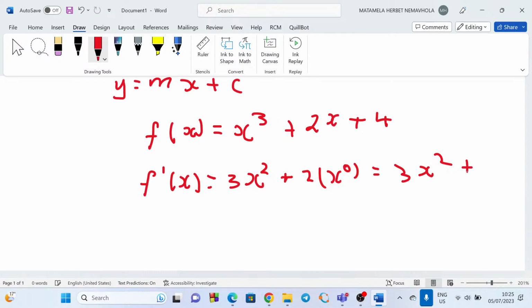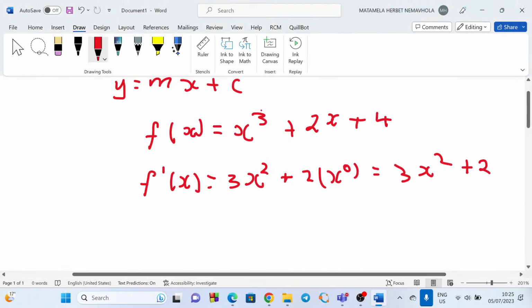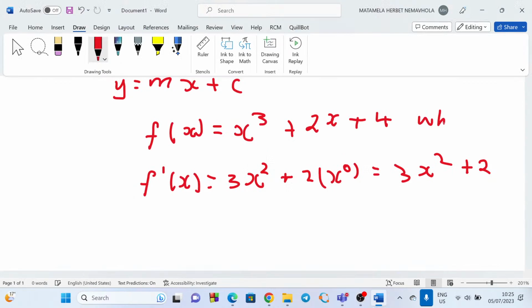Then this is going to be 3x squared plus 2. When it says 3x squared plus 2, then they will give you a value, they will tell you the point where x equals 1. We are working at the point when x equals 1. Then we're going to find f prime of 1. I substitute 1 in f prime. Our f prime is 3x squared plus 2.